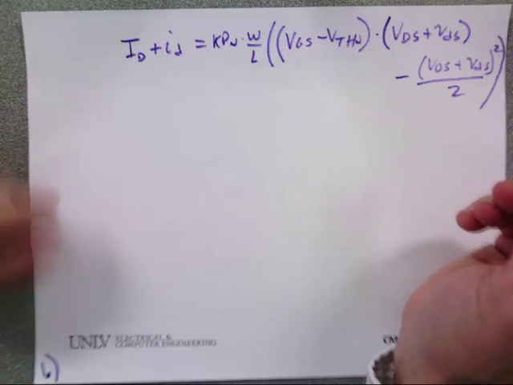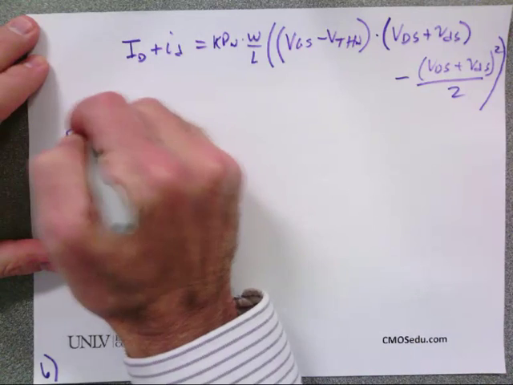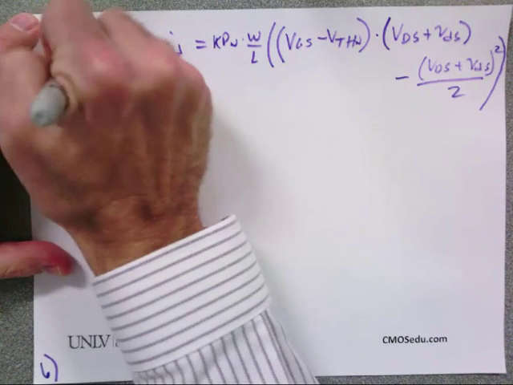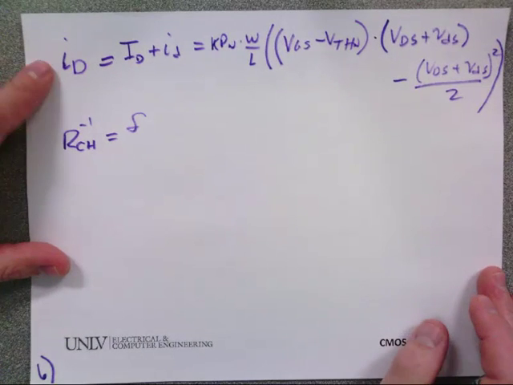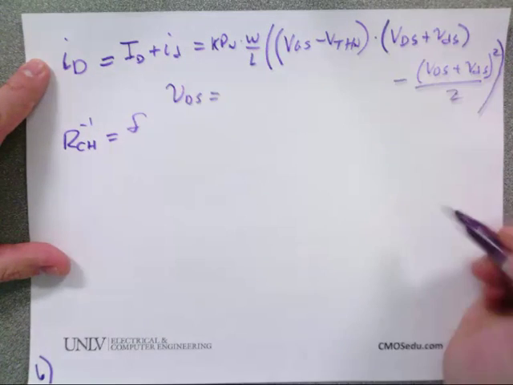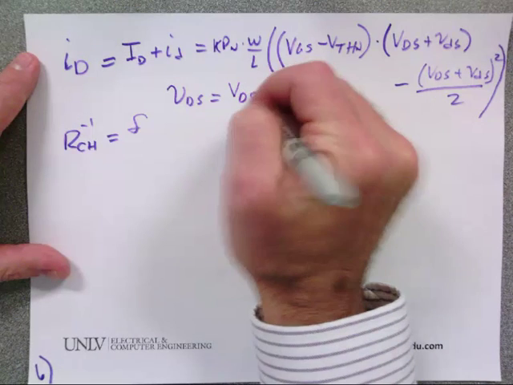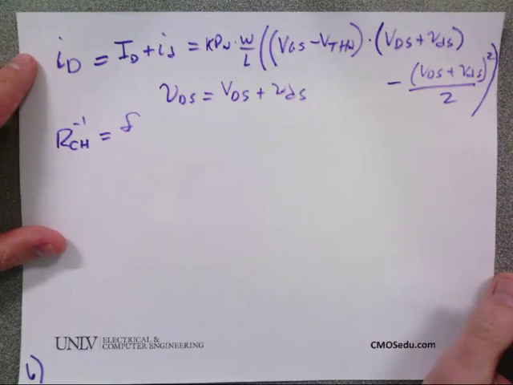Questions? And then I know the channel resistance is the derivative. Does everybody see the different notation? So what is VDS equal to?